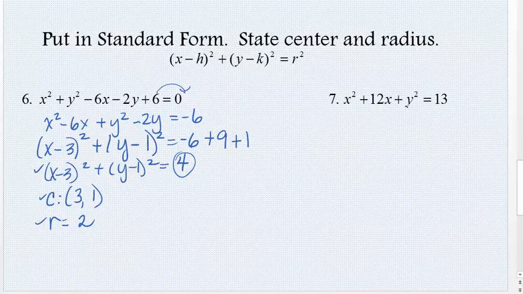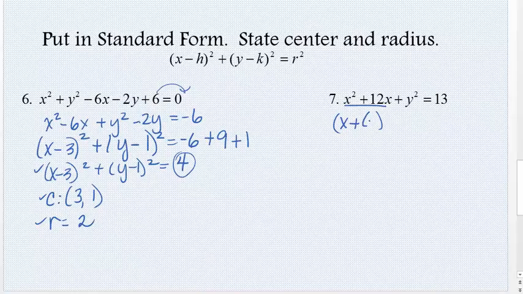Let's try another one. Okay, let's see. x's are together, y's are together, constants on the left. Or I'm sorry, it's on the right. All is good. Let's complete the square. Half of 12 is 6. Now notice there's nothing added or subtracted to y, so I can just leave it as y squared and leave it as 13. All is good.